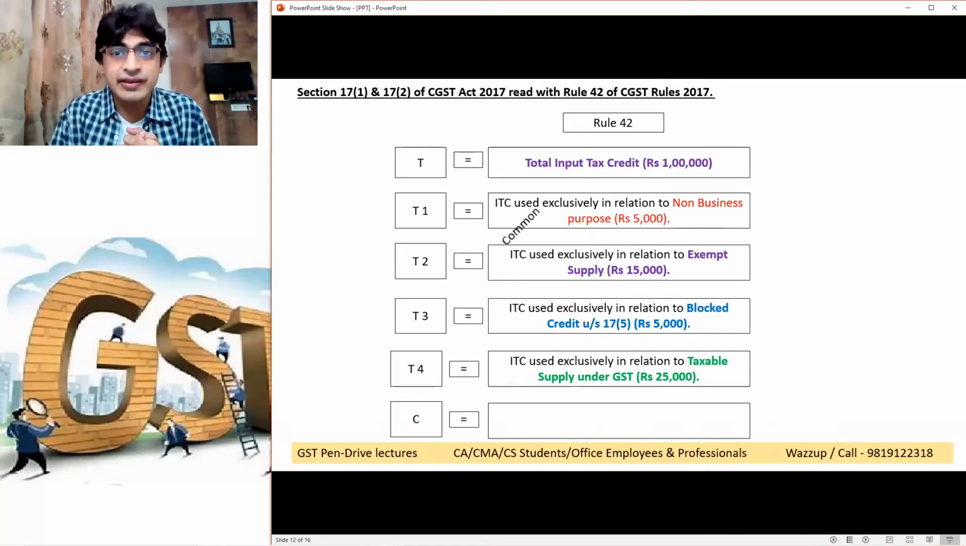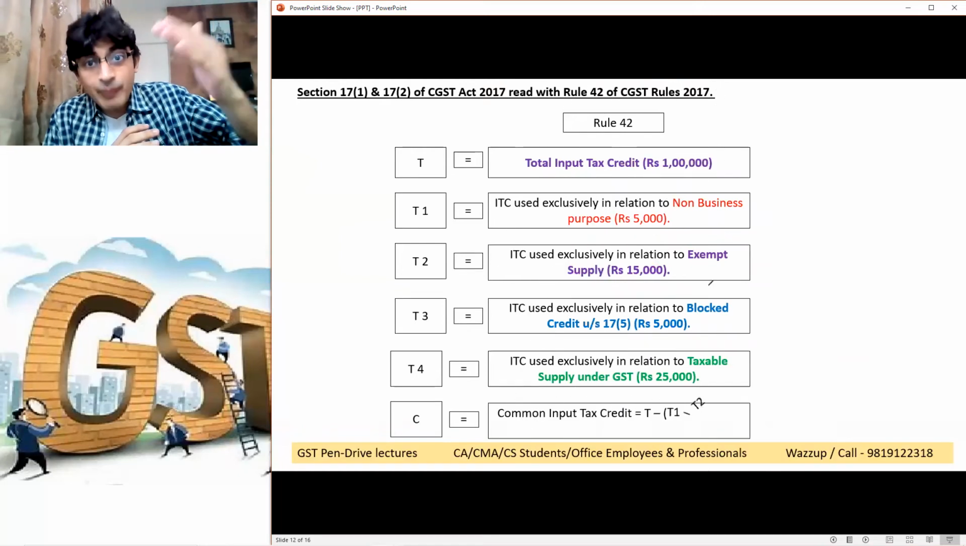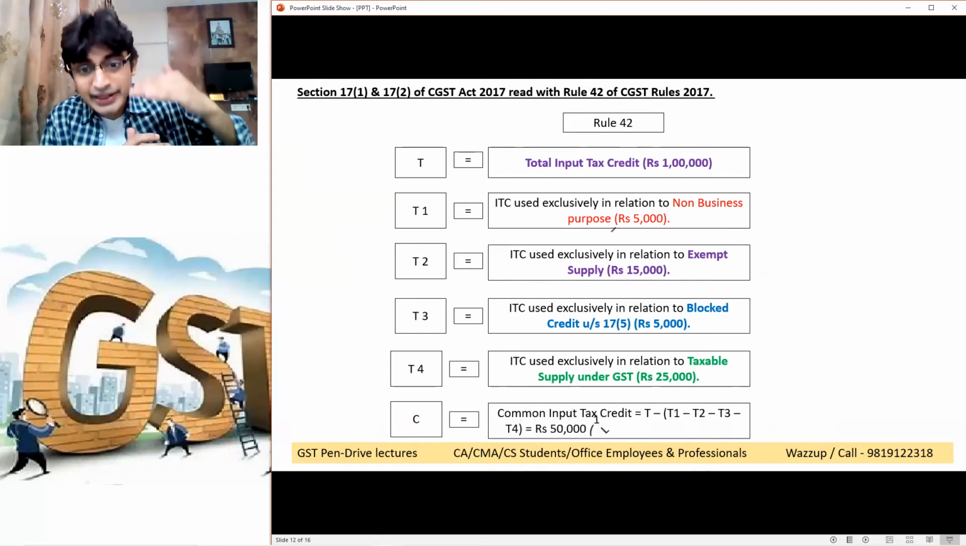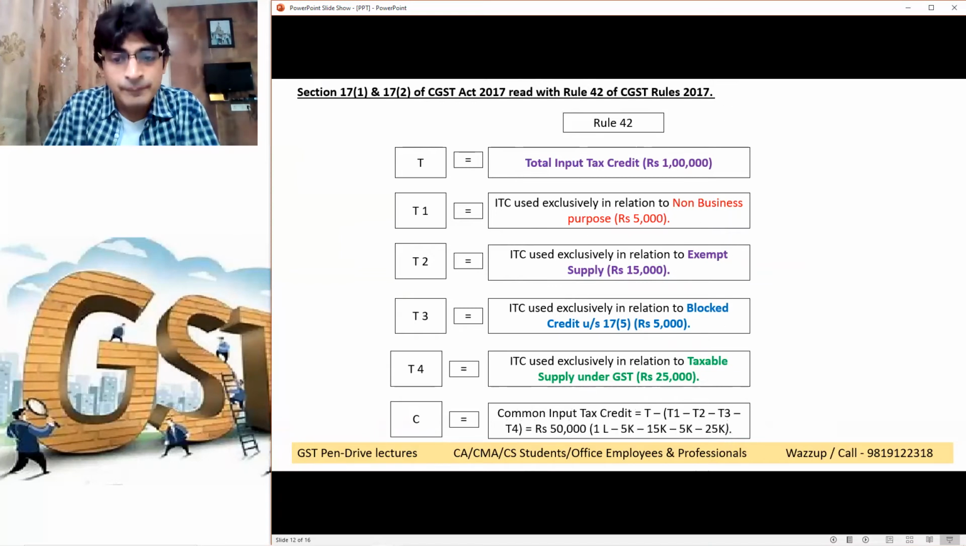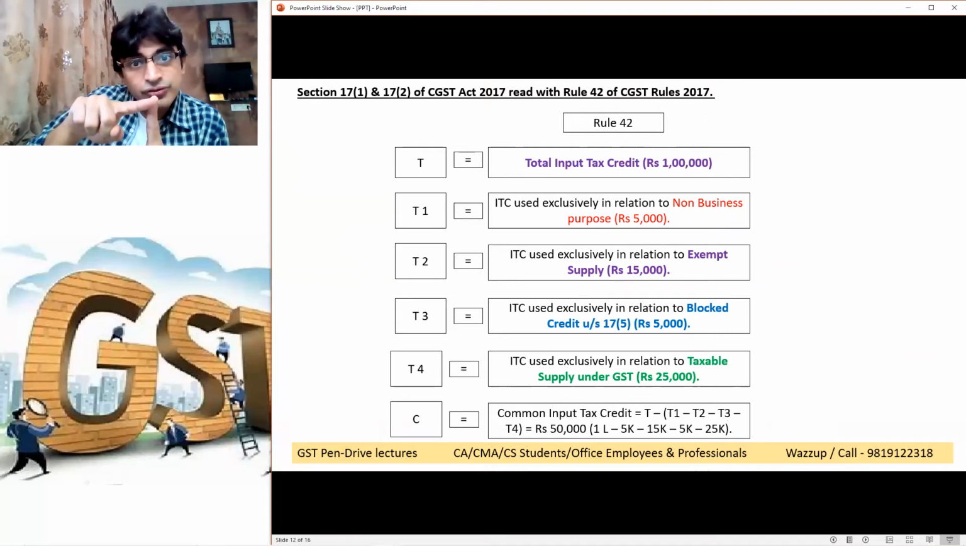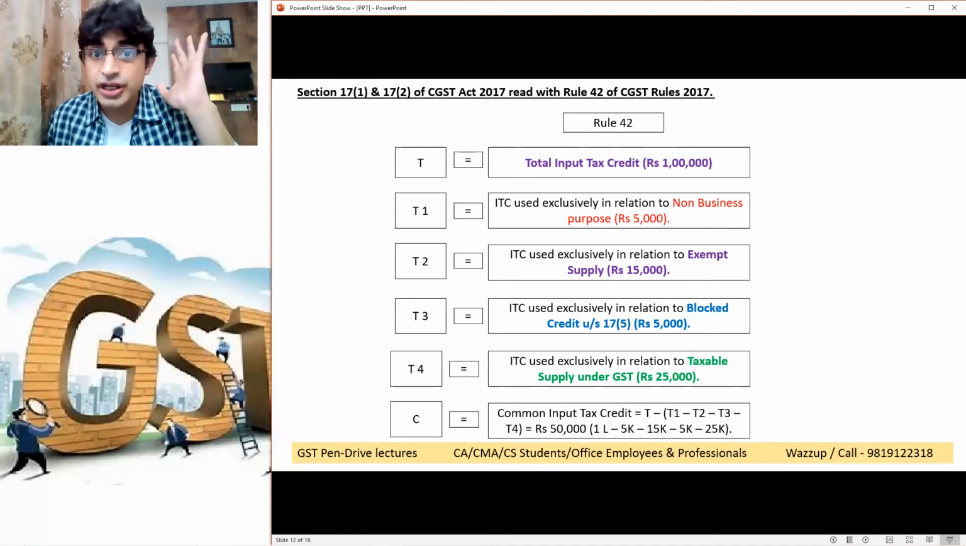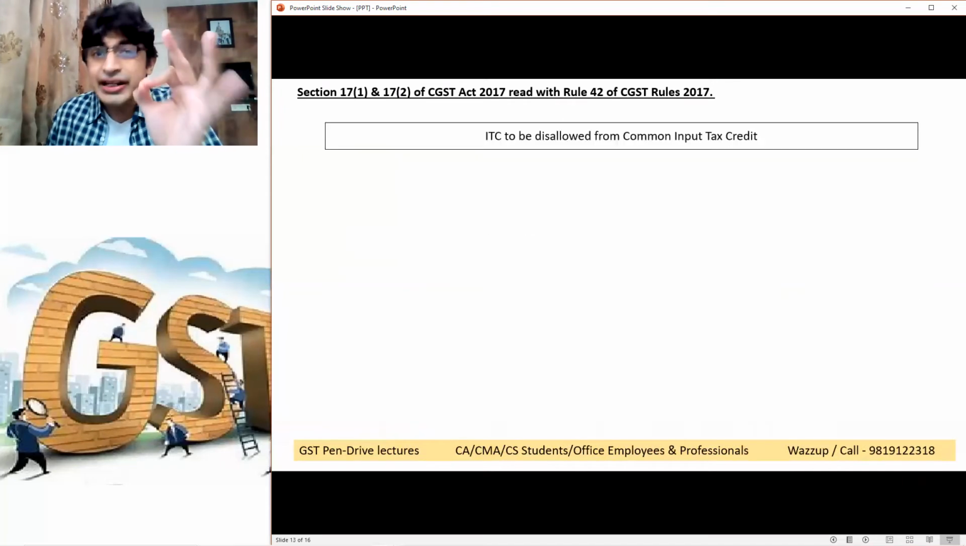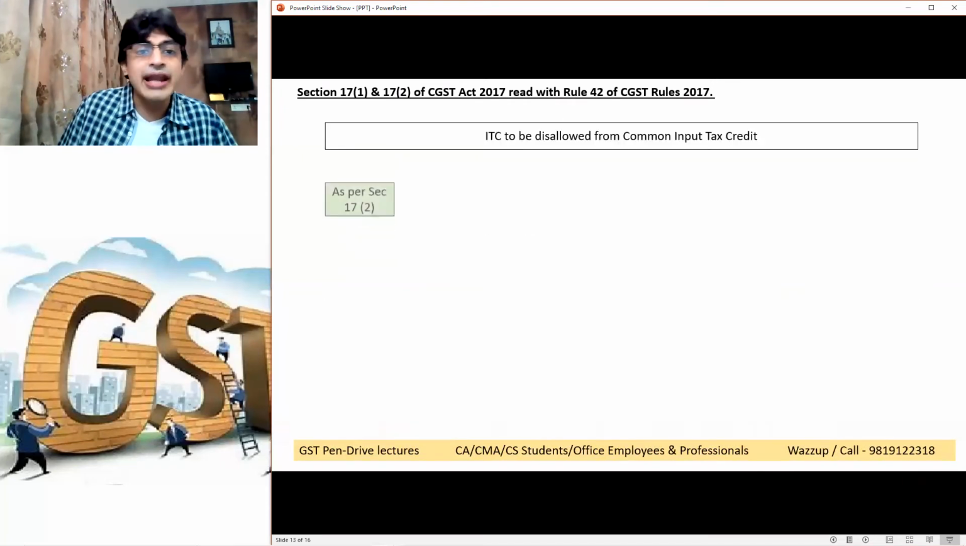Your common ITC will be T minus T1 minus T2 minus T3 minus T4. Common ITC, 50,000. So when you reduce, this is your common ITC. This 50,000 you need to divide in the ratio of turnover. So how will you do it? ITC to be disallowed out of this common ITC.